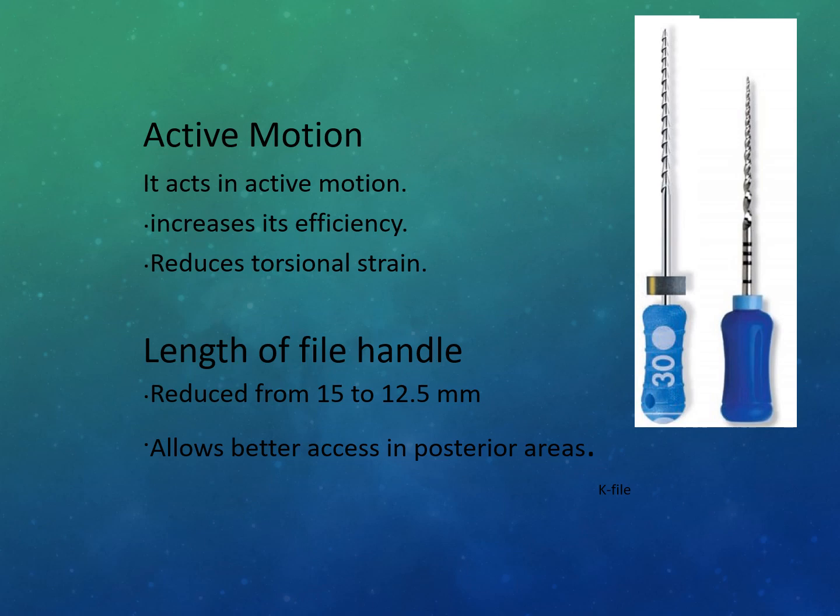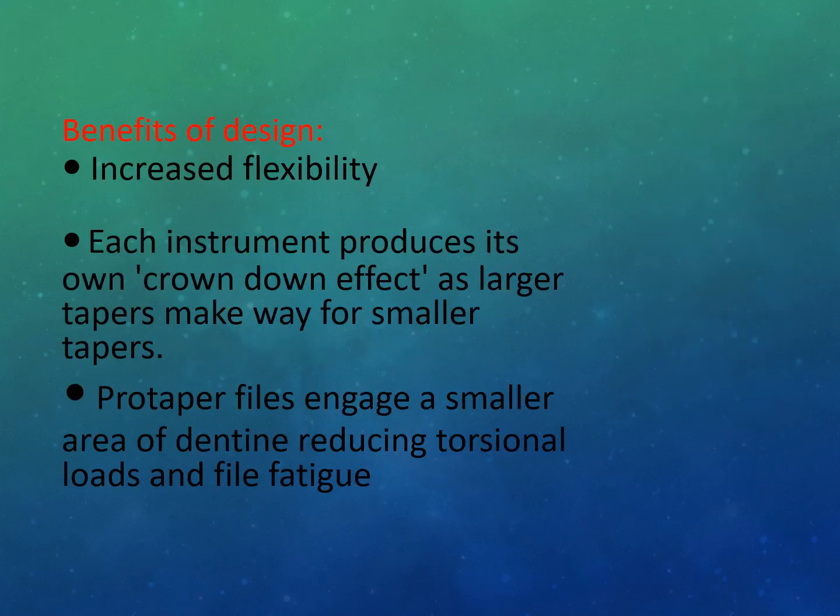It acts in active motion, which increases efficiency, reduces torsional strain, and shortens the file handle. Usually with the K file the handle is longer, whereas the ProTaper hand file is reduced from 15 to 12.5 millimeter so that it is accessible in the posterior areas. The longer the handle or shank, the more difficult it is to reach the posterior molars. If it is short, you can access easily.